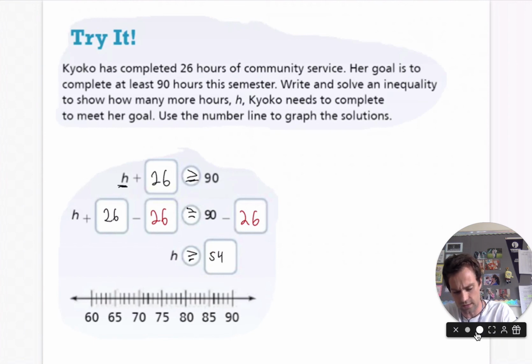I thought that seemed off. 64, I had to double check. All right, so it is 64 hours. It's the end of the day. Online learning is getting to me. So we have 64 hours.